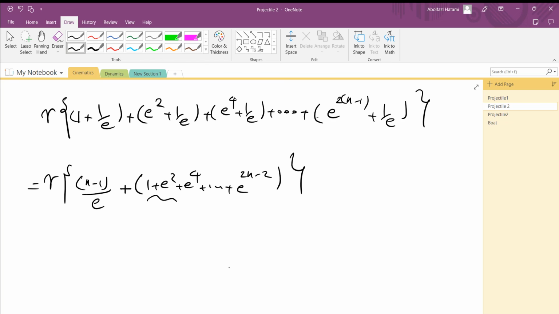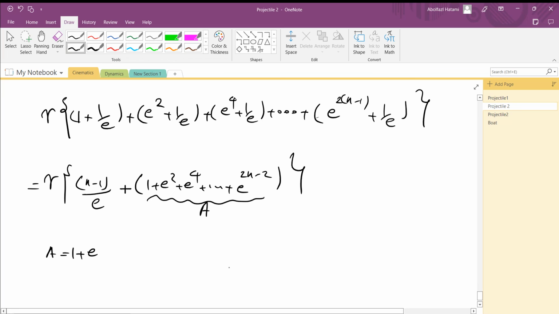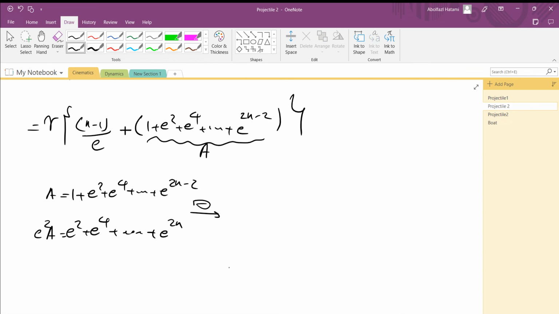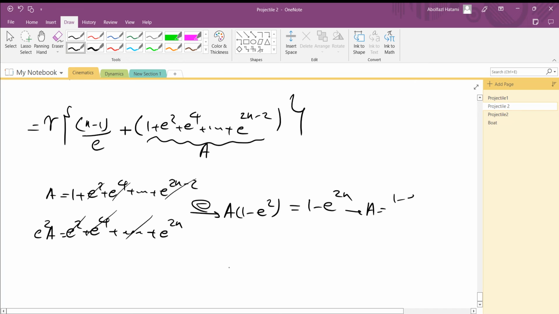I can say that this expression is A. I want to calculate A. A is just 1 plus e² plus e⁴ plus until e to the power 2n minus 2. I can multiply it with e². e²A is going to be e² plus e⁴ plus until e to the power 2n. If I subtract these two equations from each other, then A(1 minus e²), this term is going to eliminate this term, and this term is going to eliminate this. It's going to be 1 minus e to the power 2n, so A is going to be 1 minus e to the power 2n over 1 minus e².